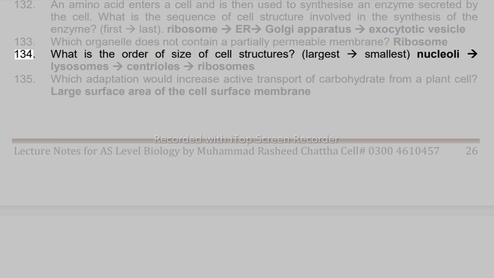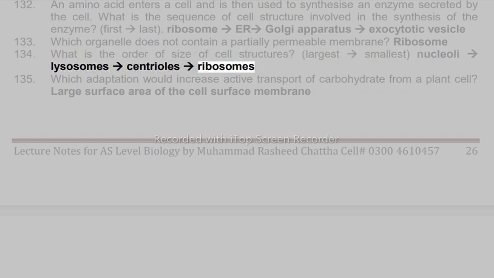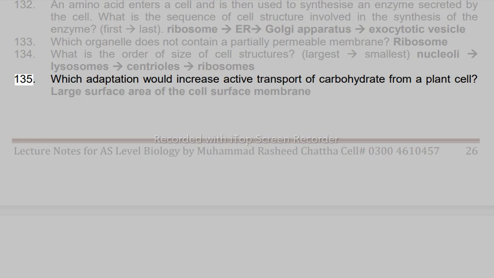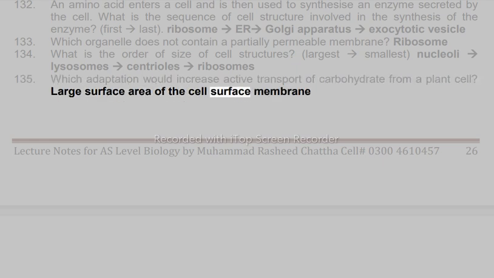Ribosome. 134. What is the order of size of cell structures? Largest to smallest: nucleoli, lysosomes, centrioles, ribosomes. 135. Which adaptation would increase active transport of carbohydrate from a plant cell? Large surface area of the cell surface membrane.